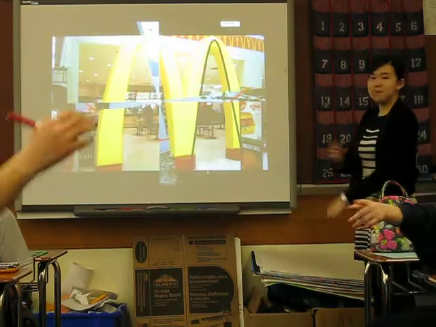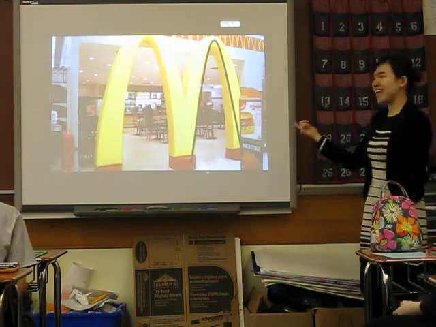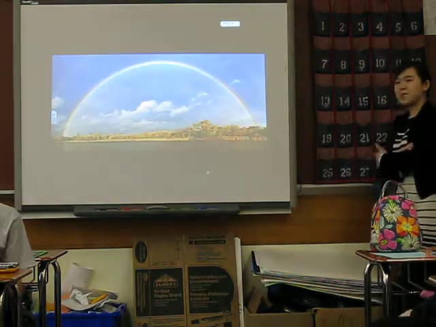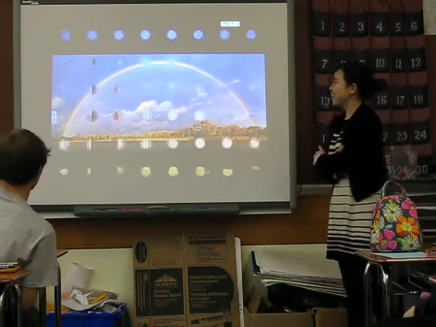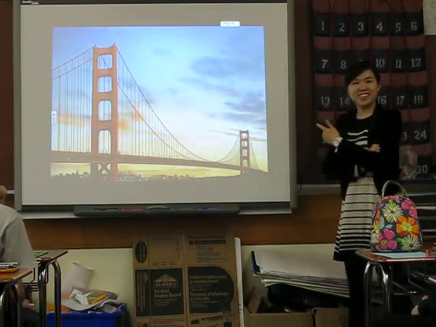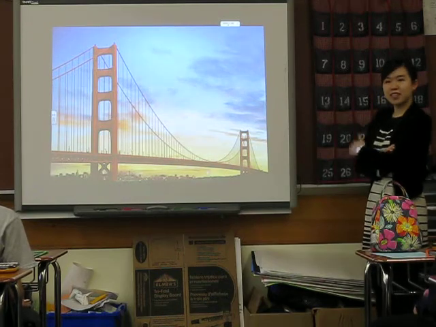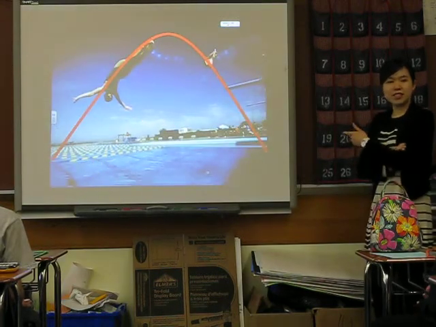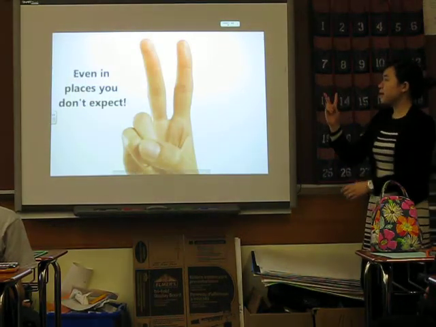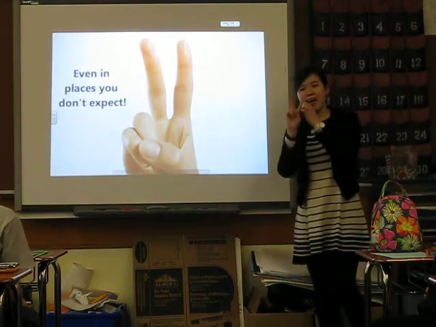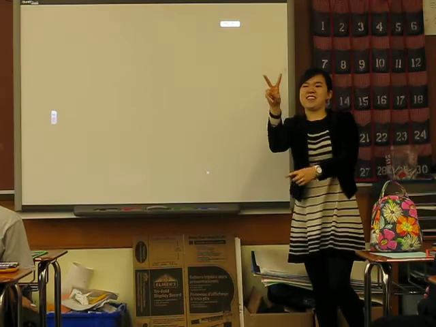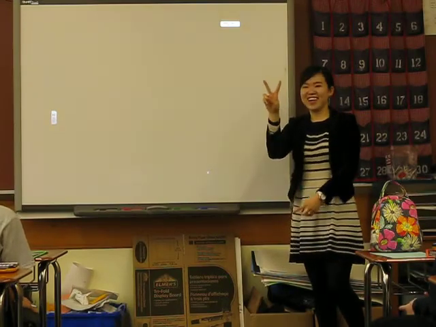Like McDonald's, see? McDonald's. Rainbow. Golden Gate Bridge in San Francisco, right? Even in places you don't expect. If you stretch a lot, that's more like a V.